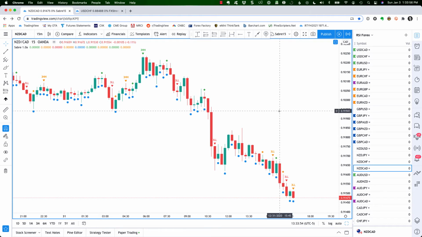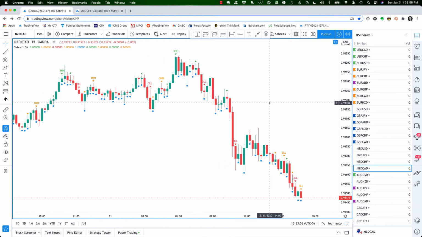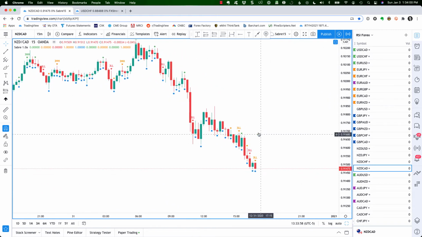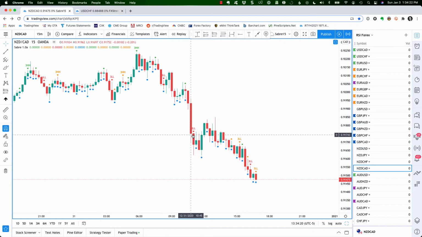Okay. Now I'm going to show this system finding trading opportunities, not only to just look at the chart, but also integrating our Sabre indicator. And the Sabre indicator is unique to the Sabre trading group.